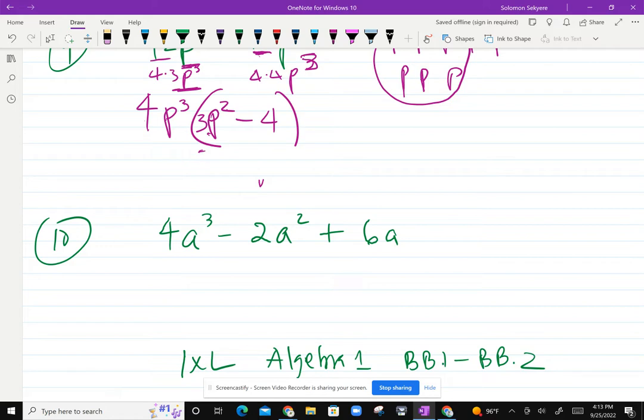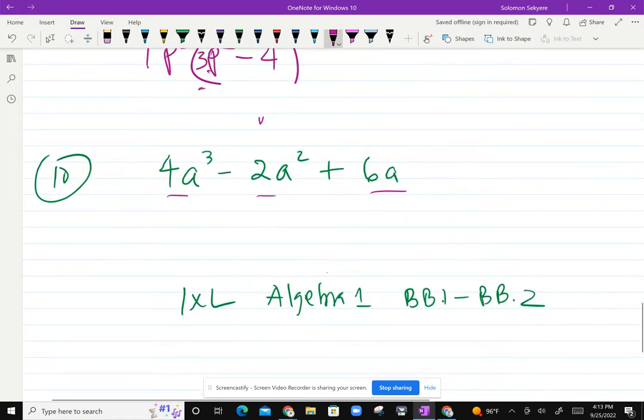What about this one here? So first, I got 4, 2, and 6. What is the greatest common factor? Try this first. Pause the video. Try it. Review it. And then come back and watch the answer. So we look at every term: 4, 2, 6. What is common to all? 2. And then we come to a cubed, a squared, and a. What is the greatest common factor? The greatest common factor is not the one with the highest power, though. It's the smallest, right? So a is common to all of them.